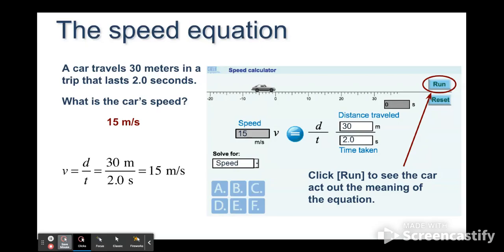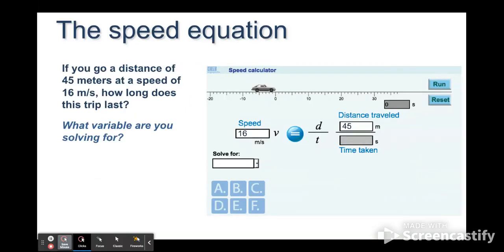So this problem was 30 meters is the travel distance, and the time is 2 seconds. What is the car's speed? Doesn't ask about direction, so it's just asking about speed. If you go a distance of 45 meters at a speed of 16 meters per second, how long does it take? How long does this trip last? So now we're trying to solve for time.